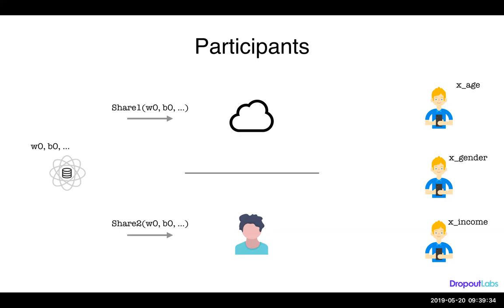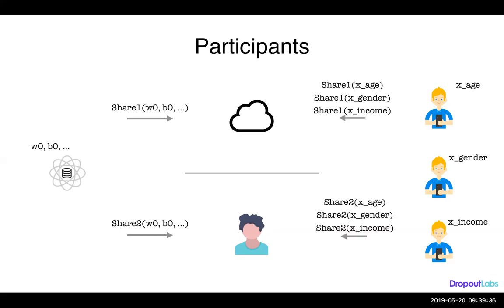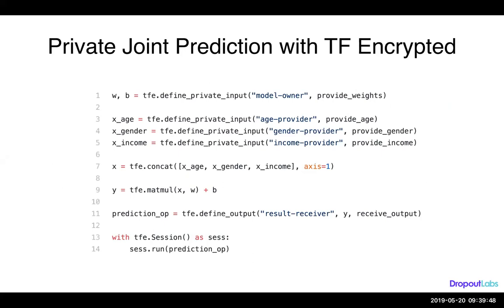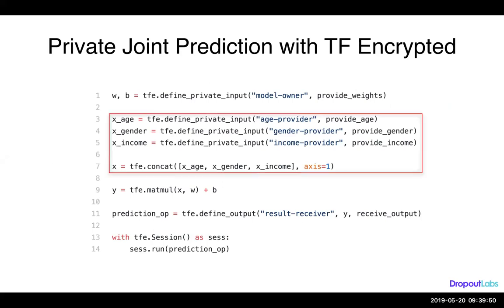We start by sending the shares of the weights, then we send the shares of this data. We combine it on the prediction service. We do a computation and we send back a prediction for this particular customer. Okay, the way to do that in TF Encrypted is essentially to say we're going to have 3 private inputs, and then we just concatenate them and run as we did before.